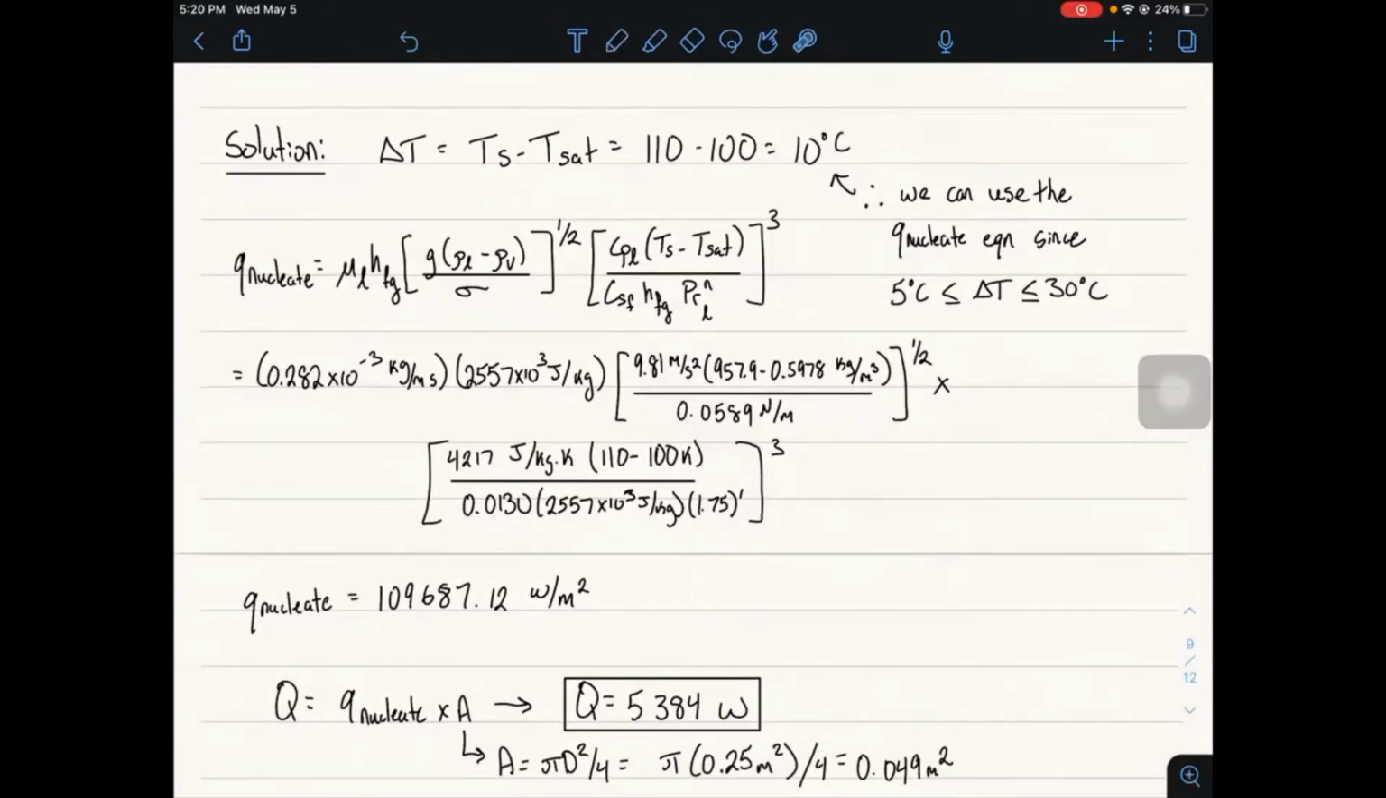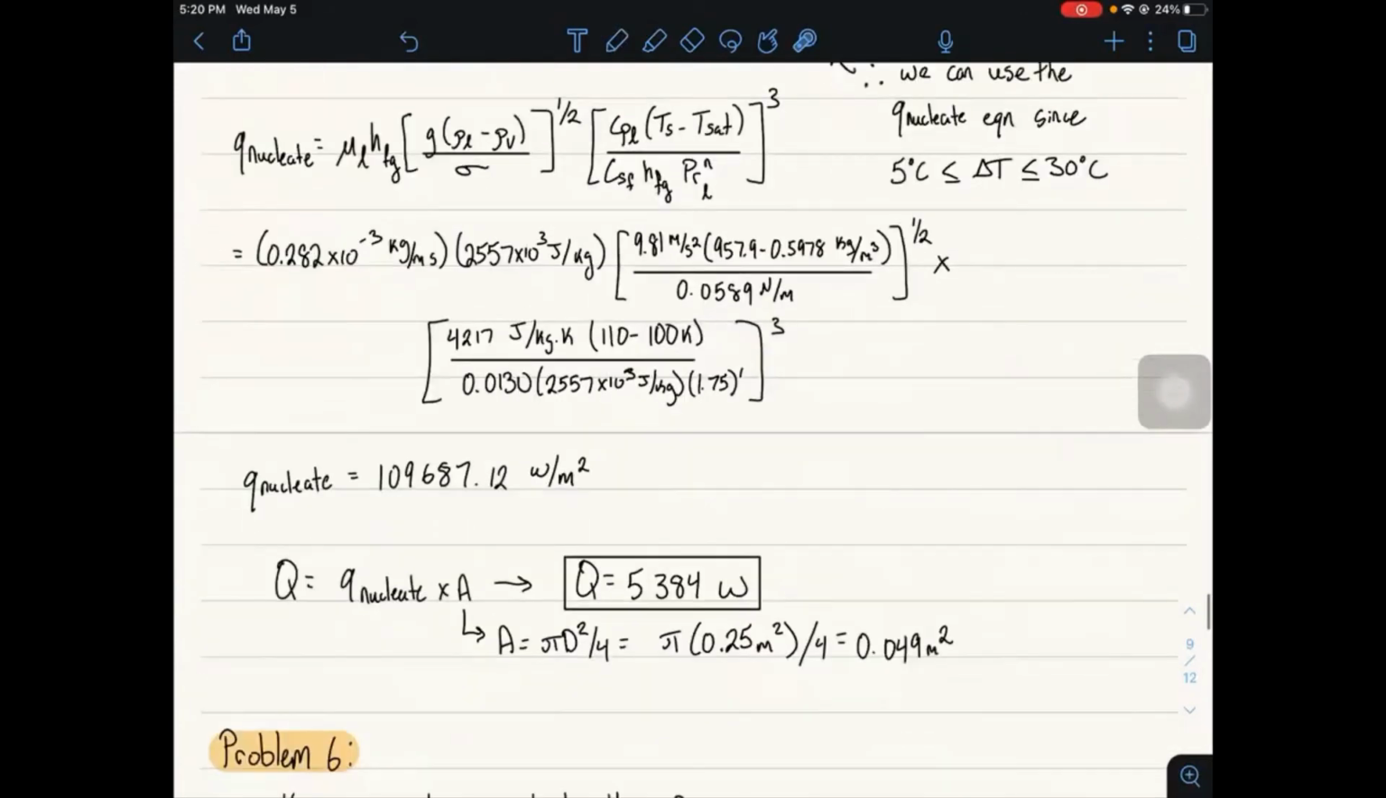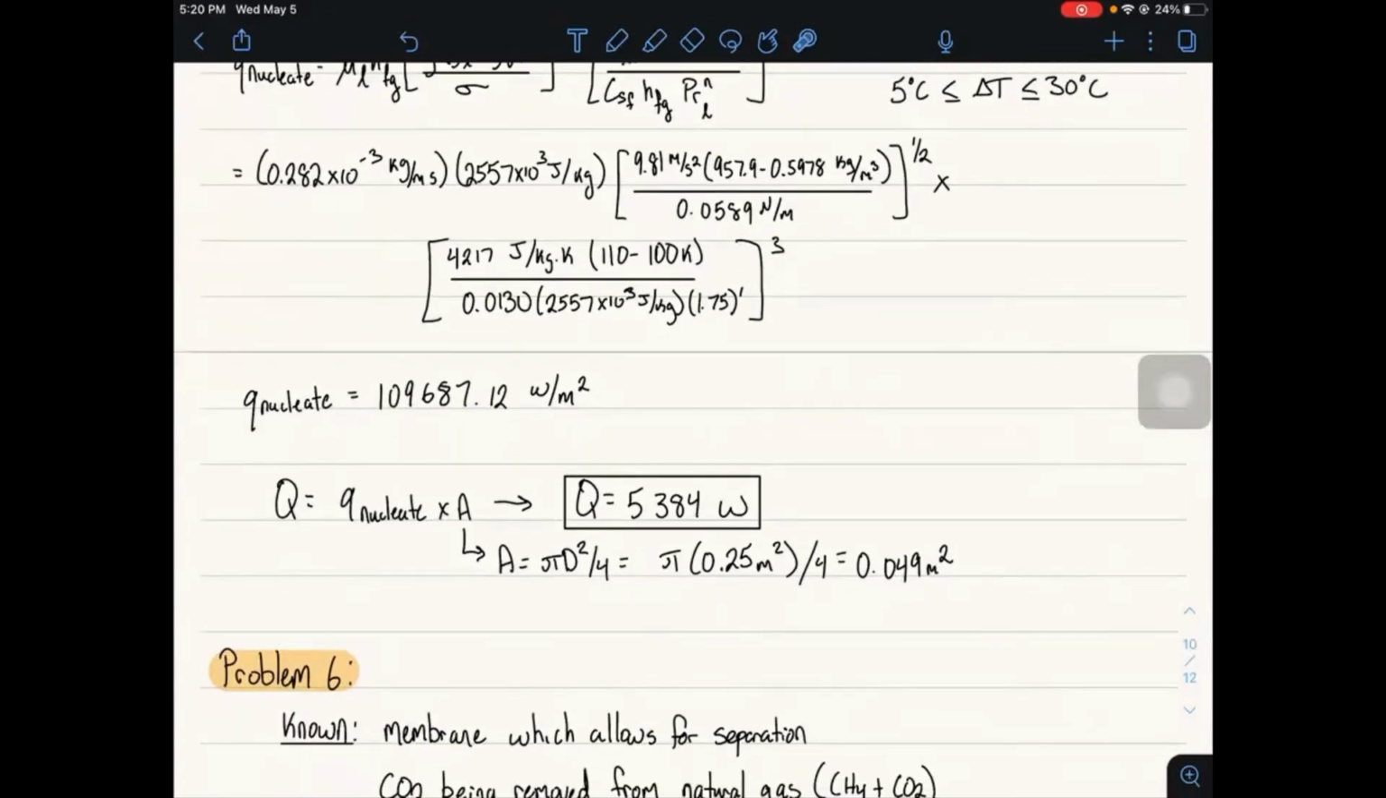Then you just plug in all the values for Q nucleate, and then we get an answer here. And then to figure out what the heat transfer to the water is, we just have to multiply times the area, which is just the bottom of the pan, and we get this value here. And this covers learning outcome 7D.